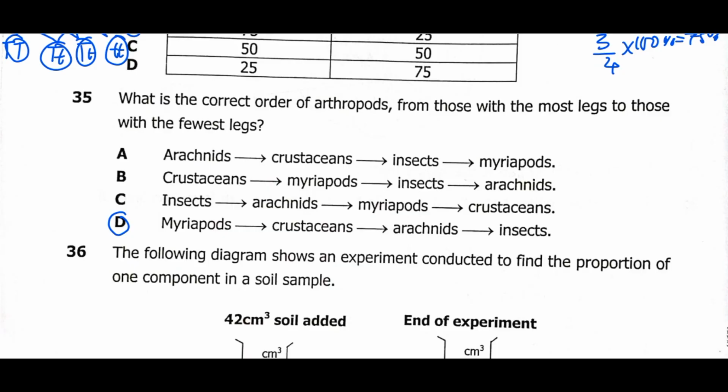In some books you may find they have about 40. These may contain 40 legs. Then followed by the crustaceans with about 10, arachnids about 8, then insects about 6.